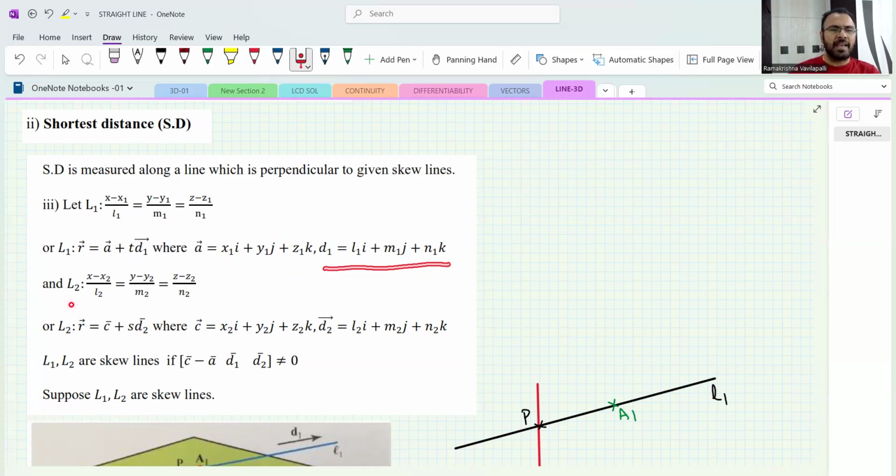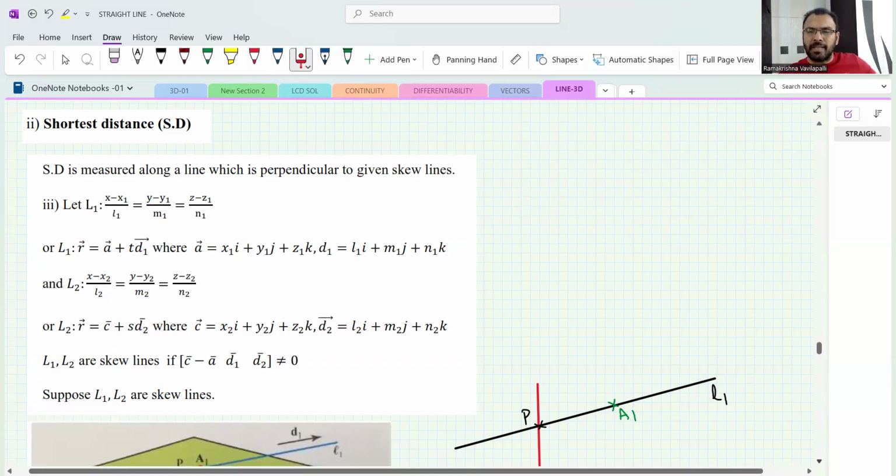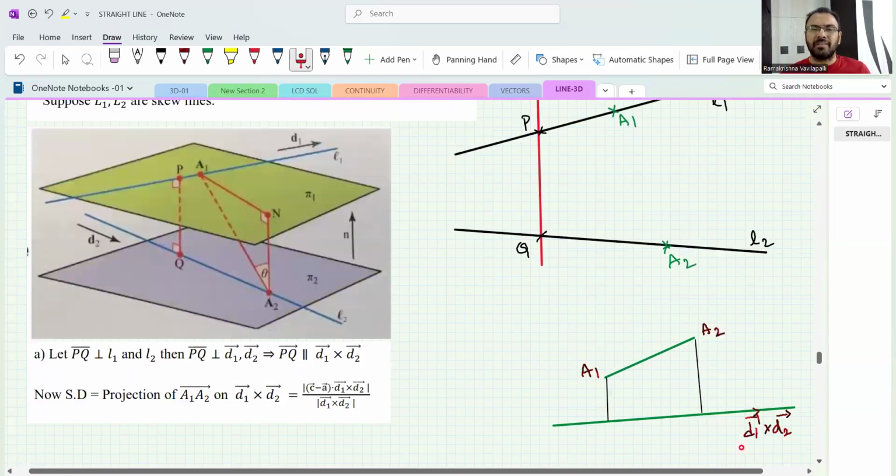Similarly, I will take another line L2 passing through the point (x2, y2, z2) and having DRs l2, m2, n2. This line can be put in vector form, that is r bar equal to c bar plus s d2 bar. Well, now how do we measure the shortest distance between skew lines? The condition for the lines to be skew is the box of (c bar minus a bar), d1, d2 not equal to 0. If this box is 0, the lines are coplanar. Anyway, we assume that lines L1 and L2 are skew lines.